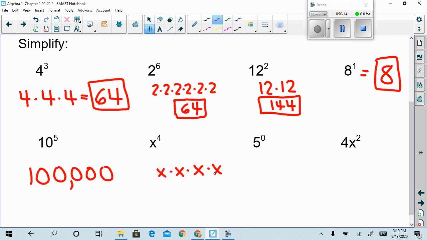5 to the 0 power. Any non-zero number to the power of 0 equals 1. I'll ask that question a lot throughout the year so you don't forget.